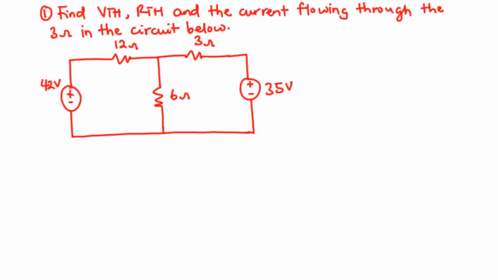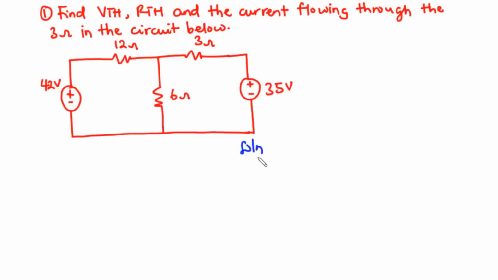Let's take this first example. Find VTH, RTH and the current flowing through the 3 ohm resistor in the circuit given below. For this circuit, we have two voltage sources, 42 volt and 35 volt, and we have 3 resistors connected in the circuit, the 12 ohm, the 3 ohm and a 6 ohm. Now we are going to find VTH, RTH and the current flowing through the 3 ohm resistor.